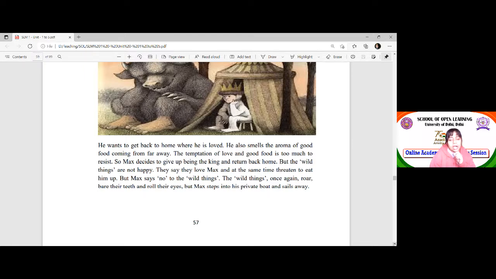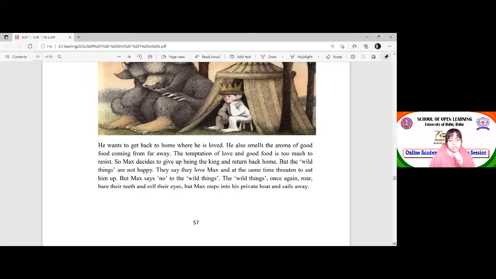But as a king, how can you suddenly one day decide that from today I don't want to be king? You were very happy when everyone made you king. Now you can't suddenly give it up. Responsibilities are like that. And obviously the people who chose you to be king are not happy. They say they love Max and at the same time threaten to eat him up. Like how he threatened his mother, remember?